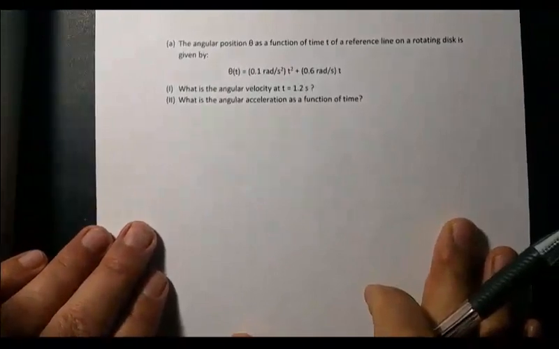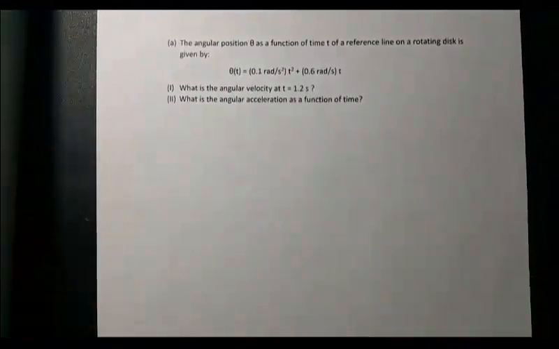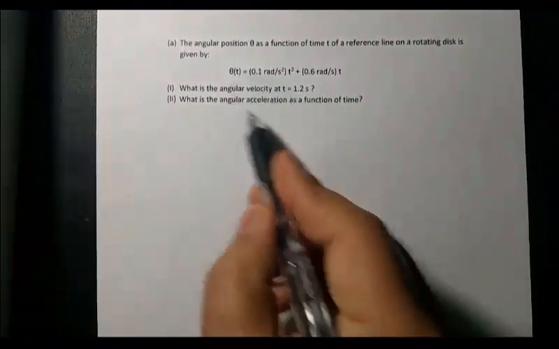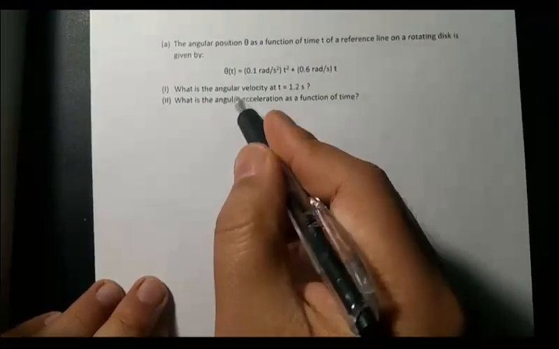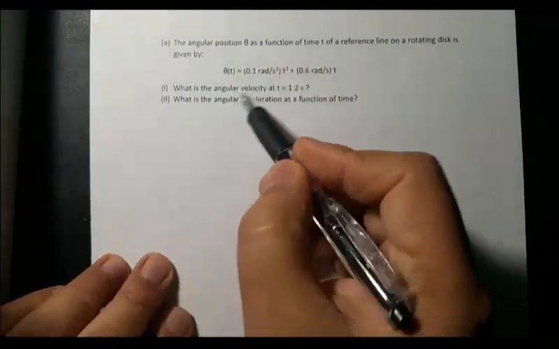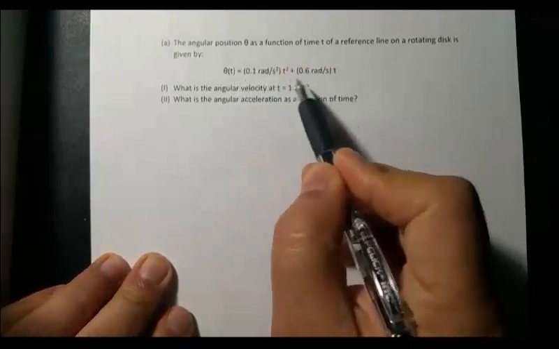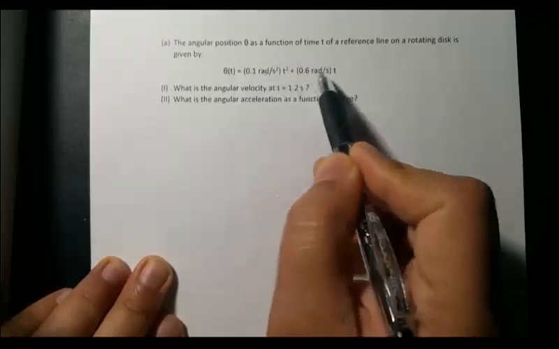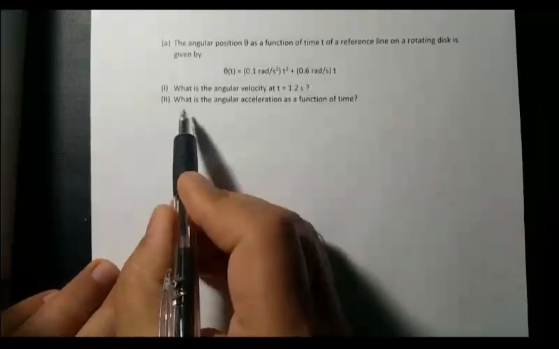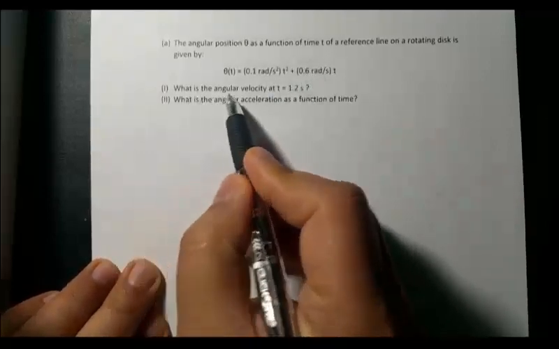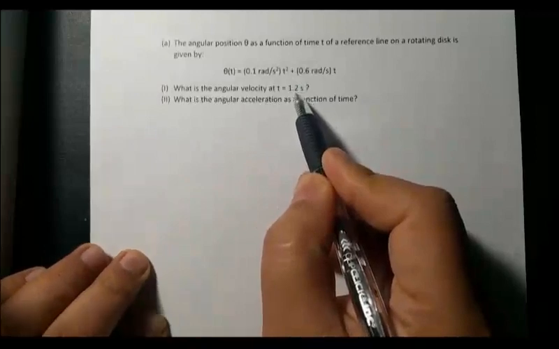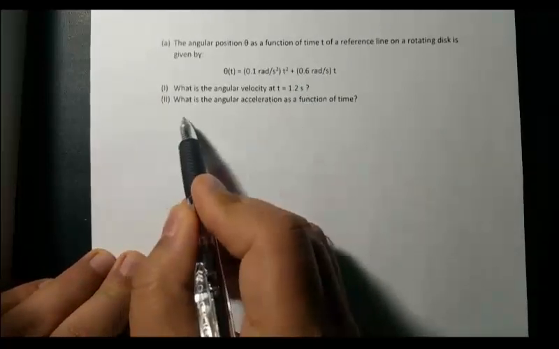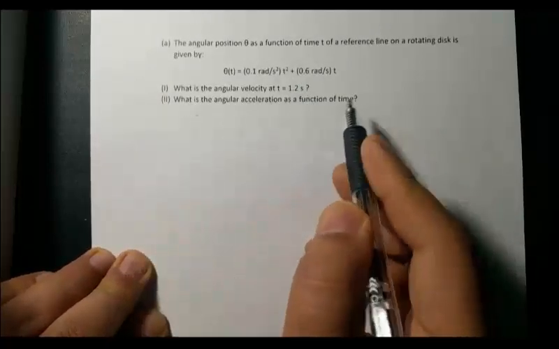So the next problem I'd like to show you is this. You're given some variable theta, angular displacement, in terms of t. So here theta is changing as a function of time like this, right? First question is, what is the angular velocity at t is 1.2 seconds, and what is the angular acceleration as a function of time?